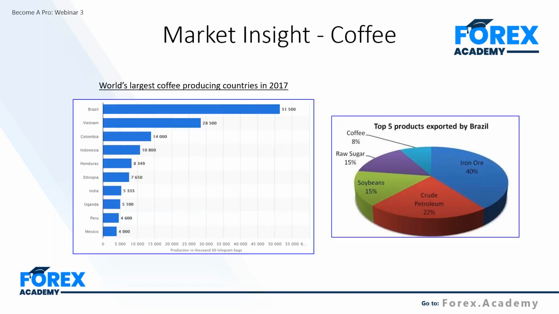Let's develop some insight into the coffee market here, again, just discussing the coffee market in Brazil. Okay, so the world's largest coffee producing countries in 2017, we can see that Brazil was most certainly leading the way with 51,500 kilogram bags of coffee. That's a huge ratio compared to the second producer, Vietnam. Obviously, that leads into the commodity.